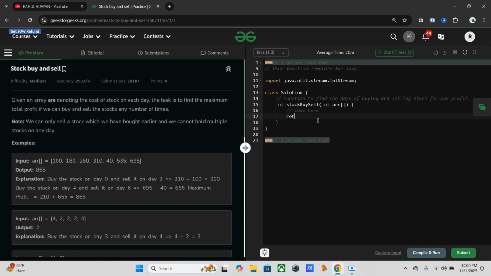So let's return IntStream.range(1, array.length). So here this generates a stream of integers starting from 1 to array.length minus 1. So we are starting from index 1 because we want to compare each day's stock price with the previous day's price.